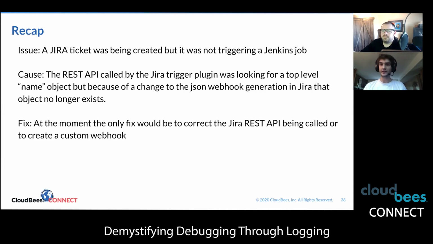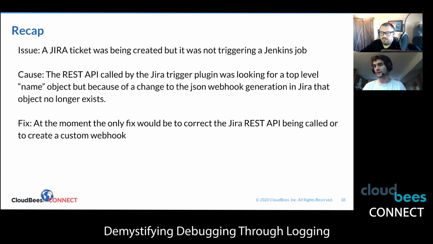So what's the fix here? At the moment, the real fix is that Atlassian needs to fix their API code so that they are no longer looking for this top level name object, in order to apply their own standards and deprecation methods that they have specifically called out. Or what we need to do is create a custom webhook, so that we're generating our own custom JSON response that has that name level object.